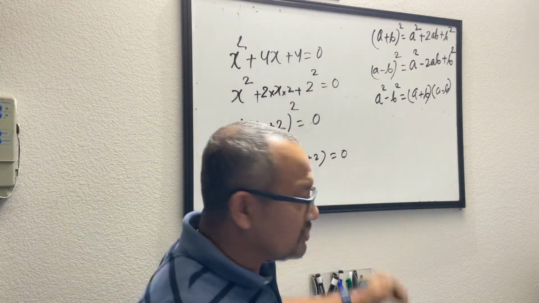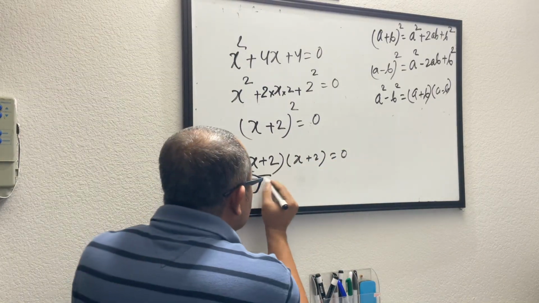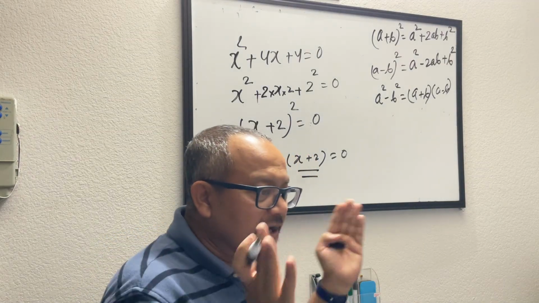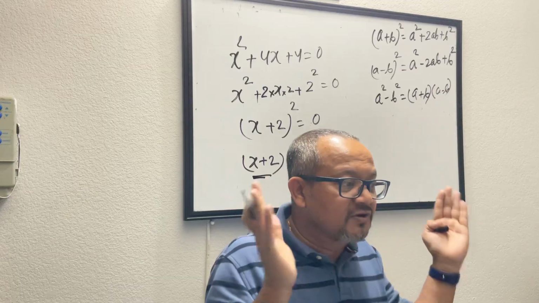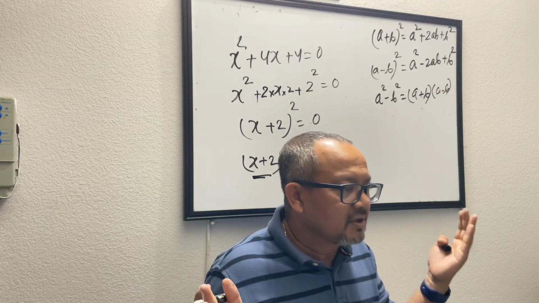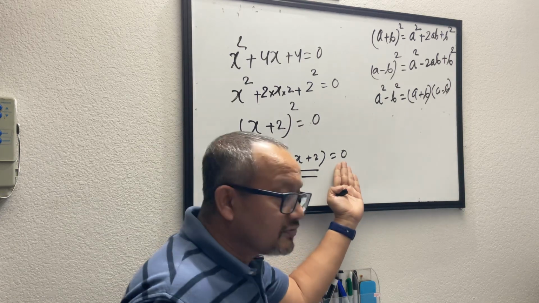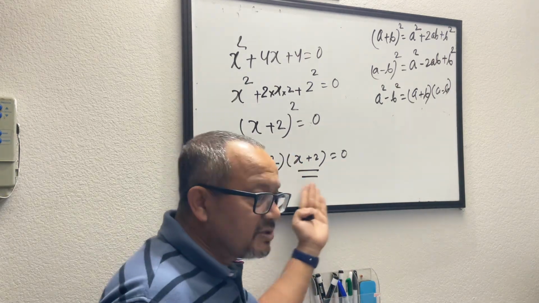Why would it be 0? That will be because either this is 0 or this is 0, right? Then only it can become 0. If you are multiplying two things, let's say I am multiplying 5 into 4, will that be 0? It cannot be, right? 5 into 4 is 20. So for us to get a result of 0, one of the two has to be 0.